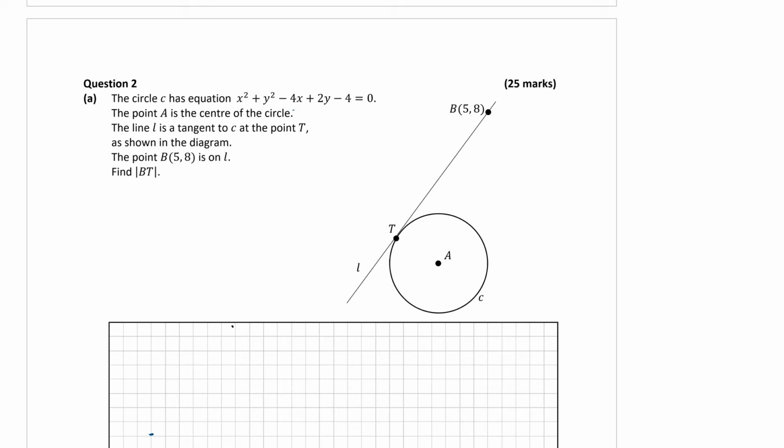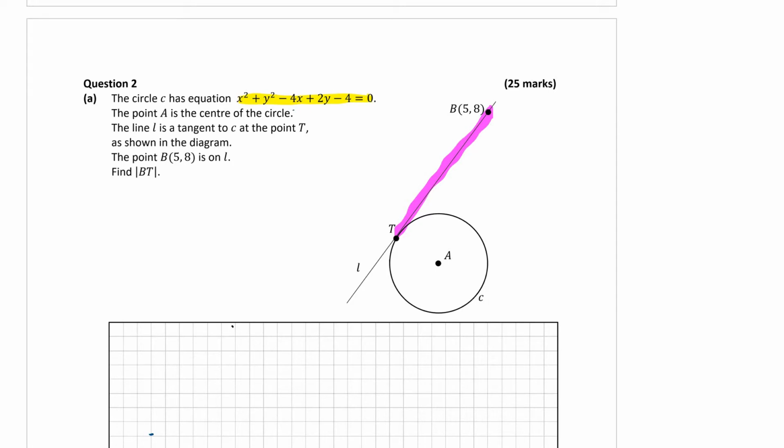So here I'm going to look at a past paper question from the Leaving Cert. It's on coordinate geometry. The circle came up in 2020. It's paper 2, question 2. So here we have an equation of a circle C. You're asked to find the distance between B and T.